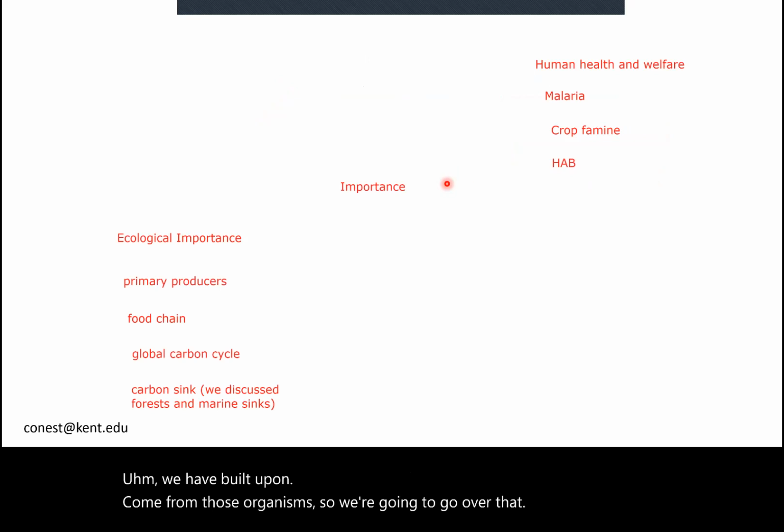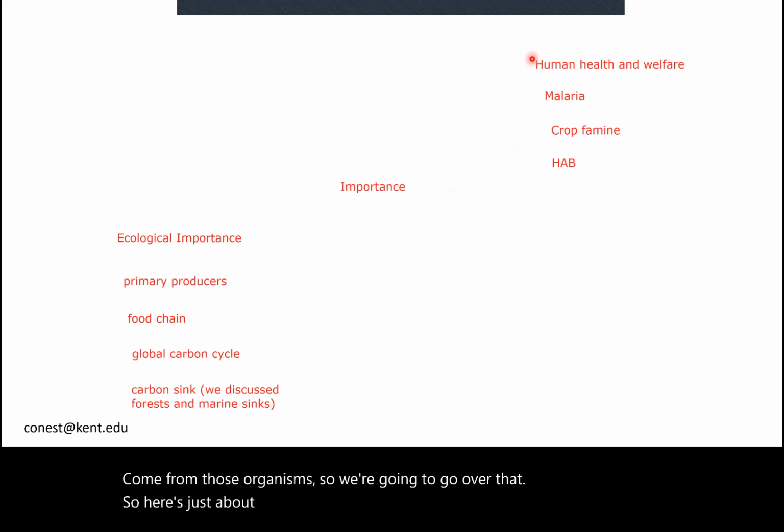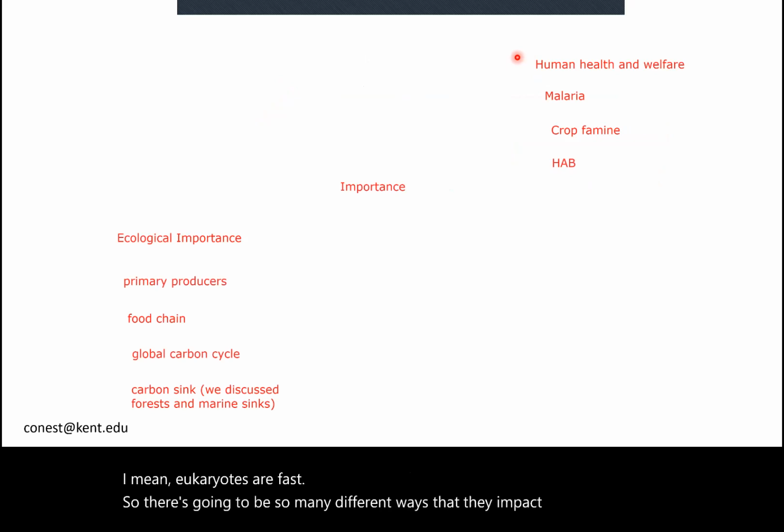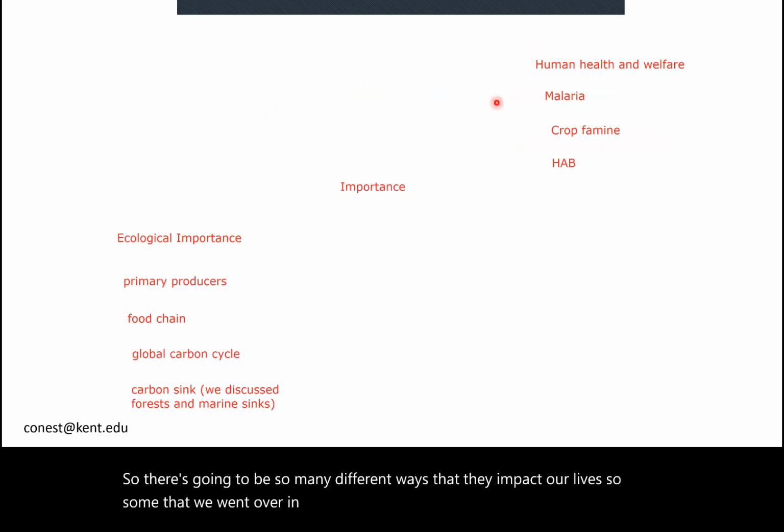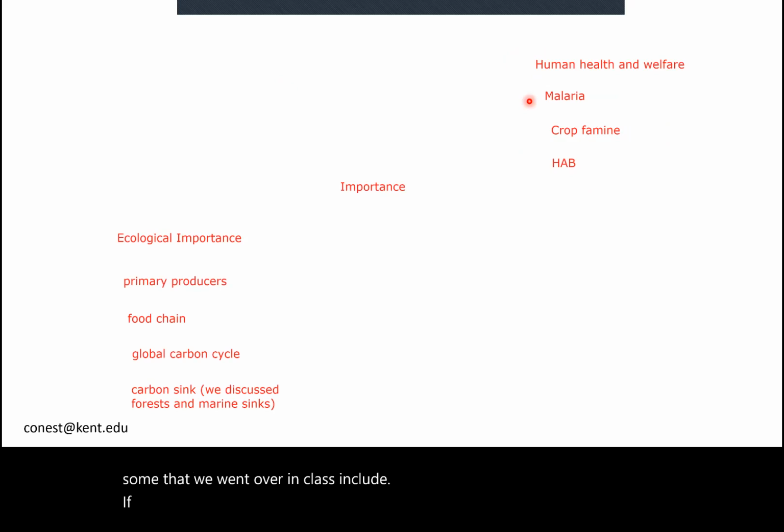Here's just about their importance. Eukaryotes are vast, so there are so many different ways that they impact our lives. Some that we went over in class include eukaryotes, specifically protists, being responsible for malaria, the Irish potato famine, and of course, harmful algal blooms that we discussed in the lab.